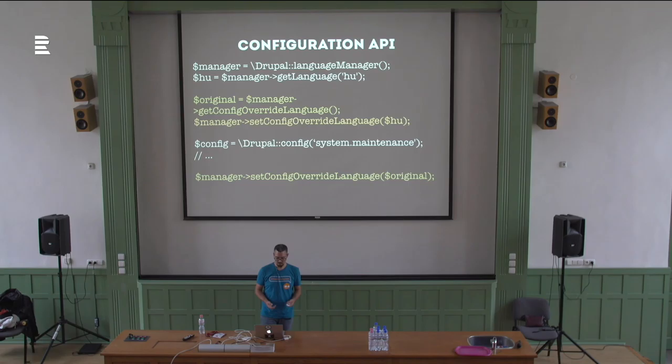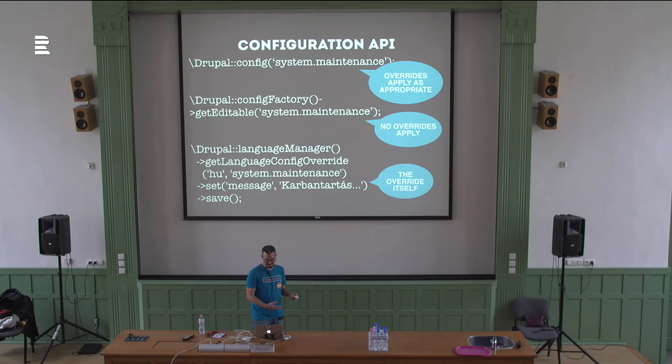So this is how you deal with configuration with overrides. But there are other cases where you want no overrides applying. For example, if you are defining your configuration forms, you will use the config factory get editable and pass the config ID string, and this will return the configuration object with no overrides applying. Or you can define the override itself, calling the language manager get language config override. You pass the language code and the configuration ID, and this will return the override itself.